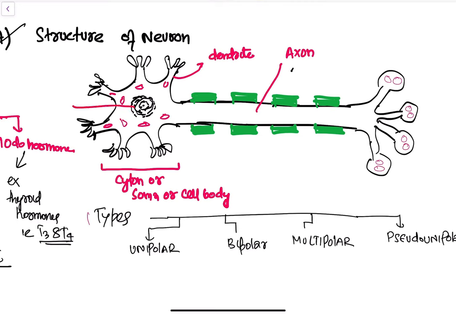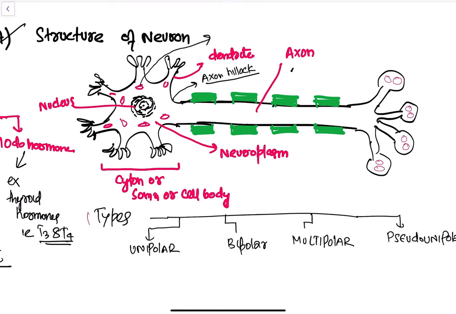This is the nucleus of the cyton. This is the cytoplasm, which is also called neuroplasm. One thing you note, that the point of origin of axon is called axon hillock. Now there are these granular structures in the neuroplasm. These granular structures are called Nissl granules. These Nissl granules are actually modified rough endoplasmic reticuli, and their function is protein synthesis.